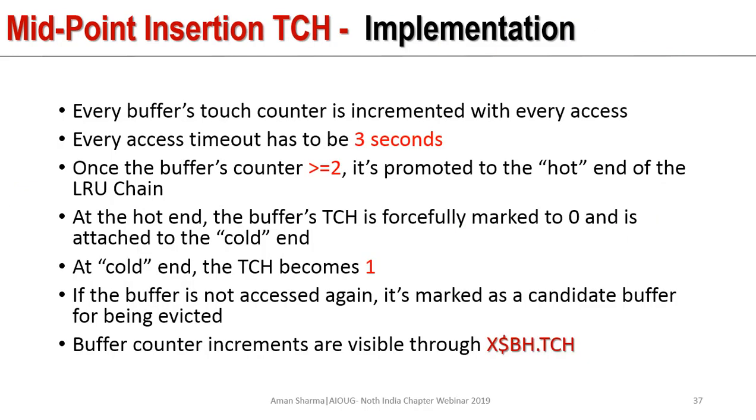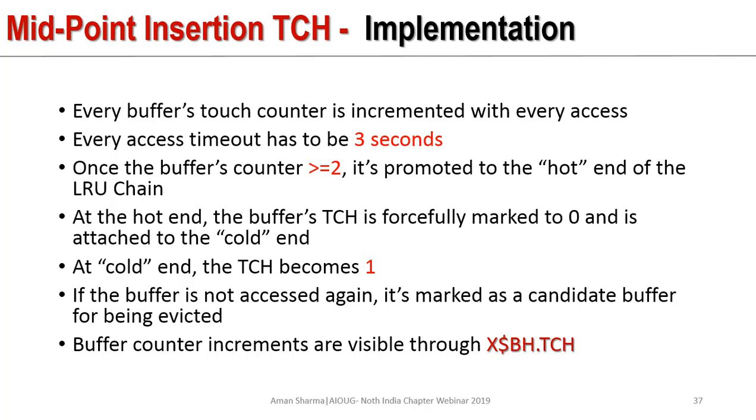So basically what is going to happen is that within 3 seconds the counter does not increase, but after 3 seconds the counter does increase. And if the counter becomes more than or equal to 2, it is basically going to promote the buffer to the hot end of the chain. Once the buffer comes to the hot end, the algorithm is going to cool down the particular buffer explicitly, and once the buffer becomes cooled down, it is explicitly attached to the cold end.